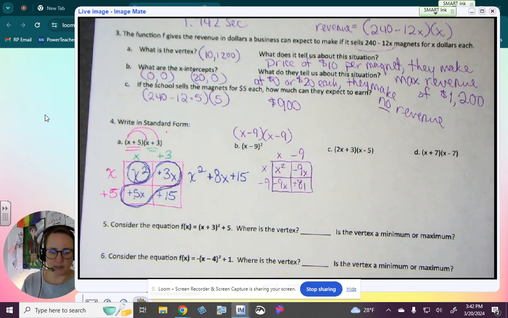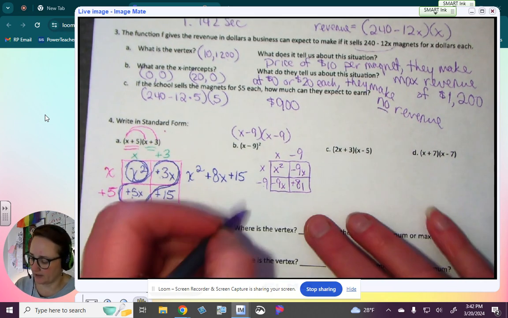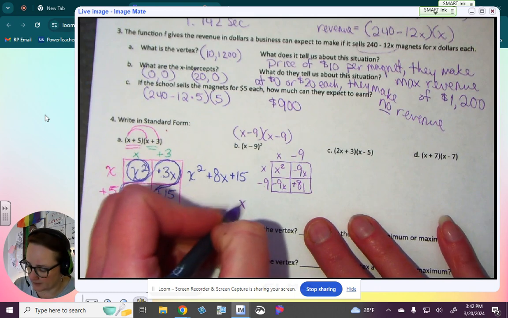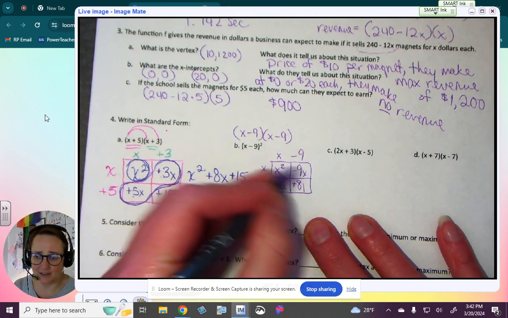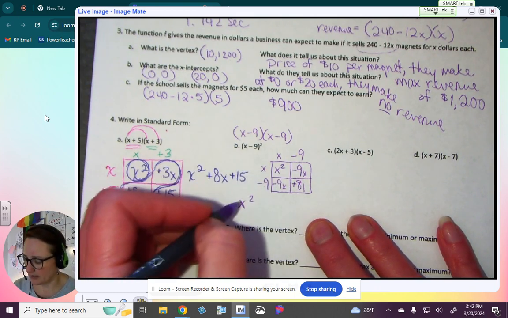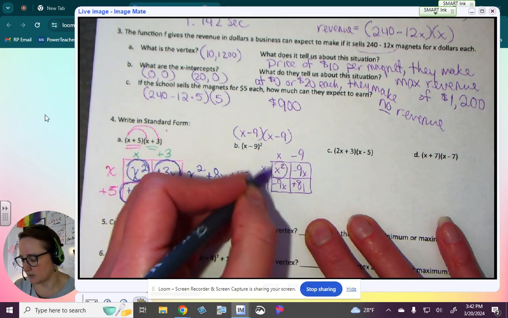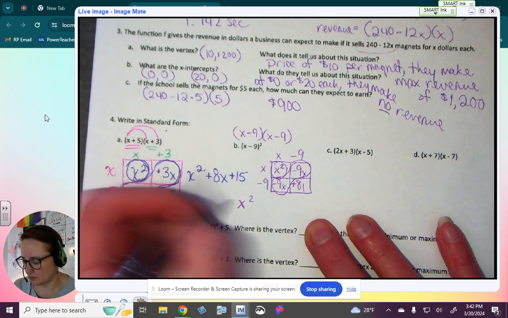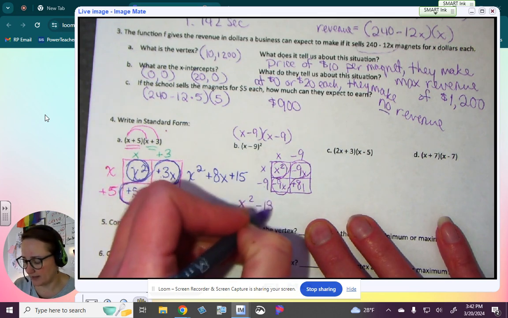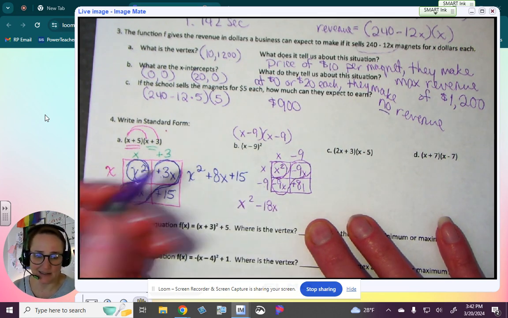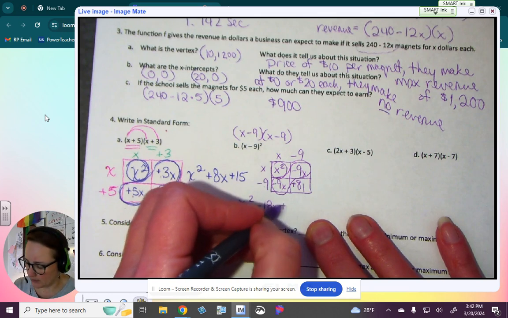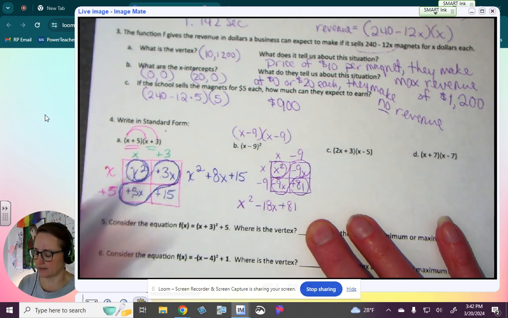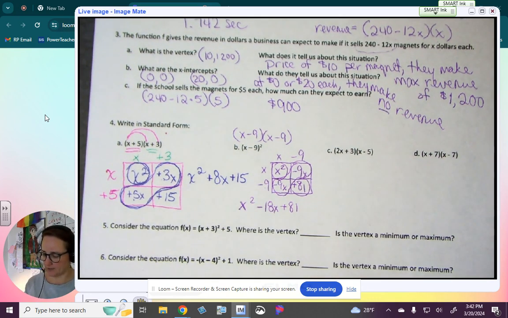Now, I'm not done just by filling the boxes. I have to write my final answer. It asks me to write it in standard form. This is not standard form, so make sure you're taking it back out of the boxes. There's the x squared. I have negative 9x's, and I'm going to subtract 9 more away. That's negative 18x. And I have a plus 81 that has to get tacked on to the end. There's my answer.